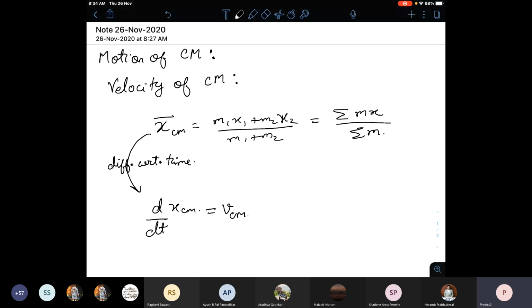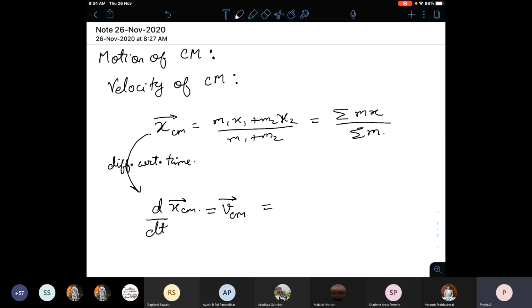Okay, this you can write in vector form. So if you write it in vector, it will become velocity. If you write it as distance, it will become speed. So this becomes v cm. The LHS of the equation becomes v cm. Now let's talk about the right hand side.